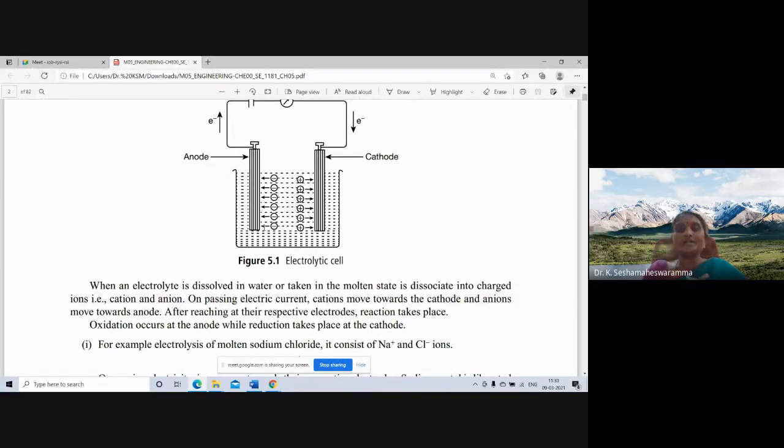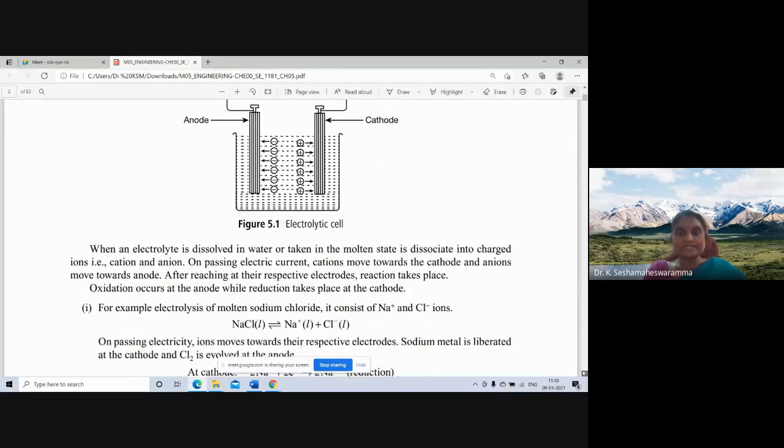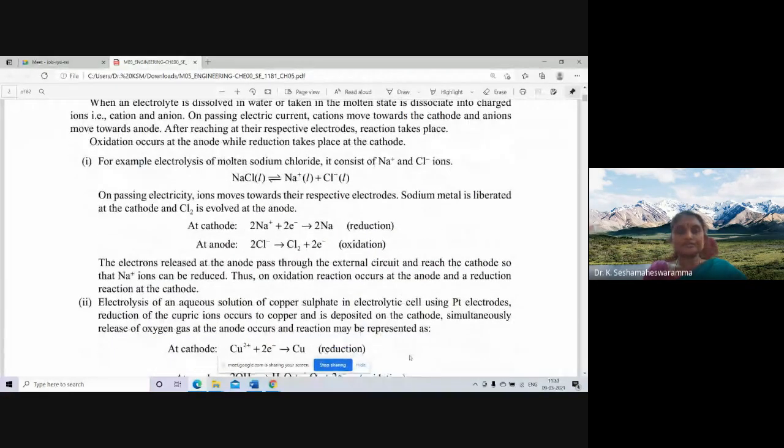After reaching their respective electrodes, reaction takes place. Oxidation occurs at the anode while reduction takes place at the cathode.